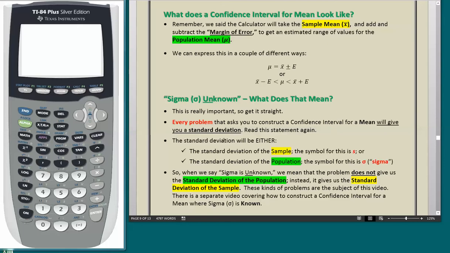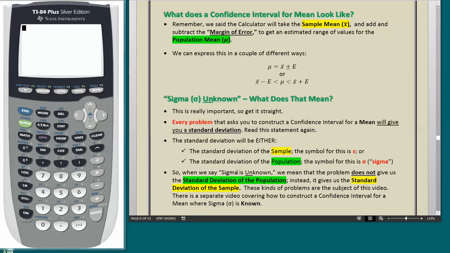That standard deviation will be either the standard deviation of the sample, and the symbol for that is a little s, or it'll be the standard deviation of the population. And the symbol for that is this Greek letter, which is called sigma.